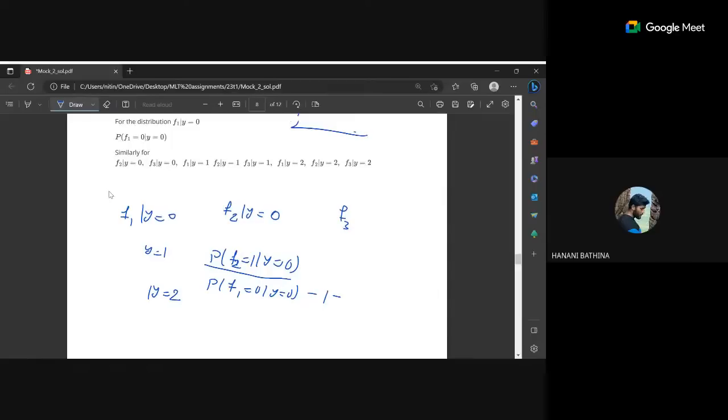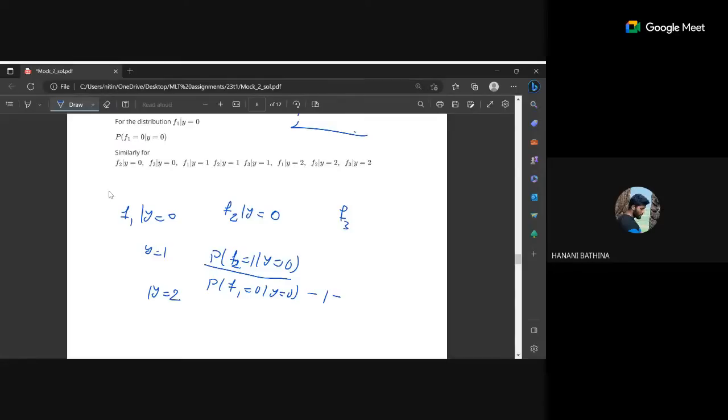Sir, what about the 2 raised to the power D formula? That is for how many parameters we need when we don't apply the naive condition. And is it for all binary classification problems? Here we have three classes, so don't apply it like that.